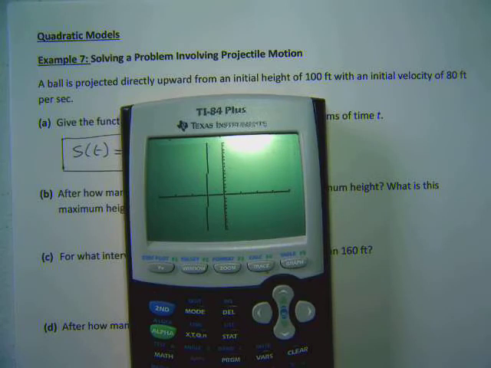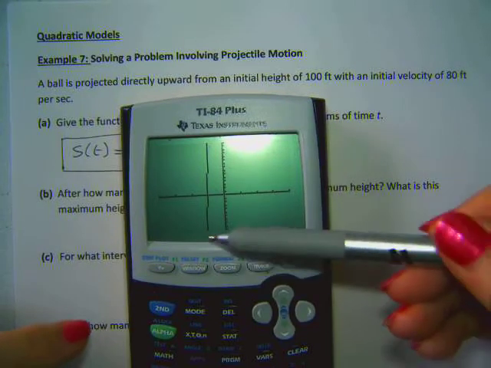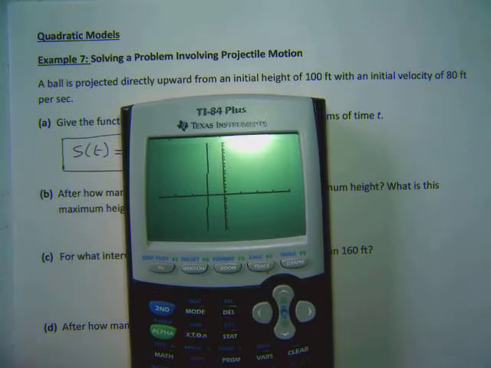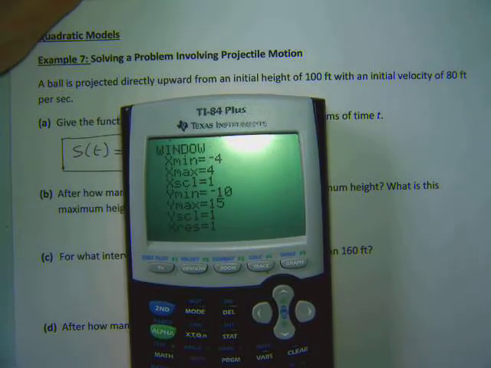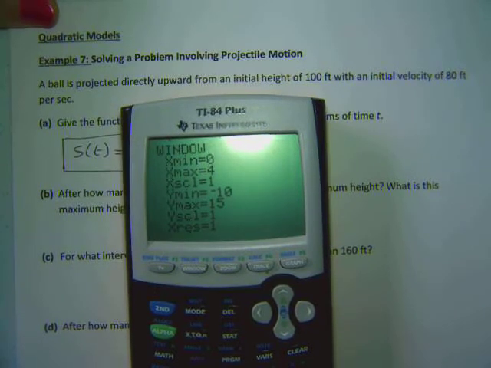Now if you push graph, depending on what you last used your calculator for and the window, you can see that the window is really bad. All we could see is a line. That doesn't make any sense. So we need to fix the window. Here's your window, and the x-axis is the time, so there is no negative time, so I'm going to make it 0. And I will go to, let's say, 12. We'll see if that's enough for the time.